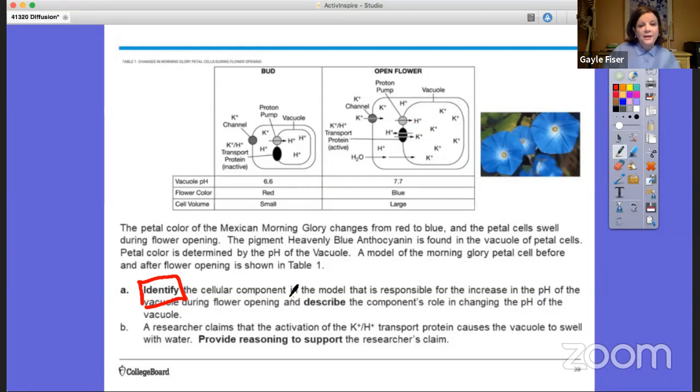All right, and then you're going to describe the component. What did it do? Okay, so you identified something, and then why did you say it was that? That is what you should answer there in your describe. What's happening at that location? I'll give you just a couple of seconds, maybe 10.